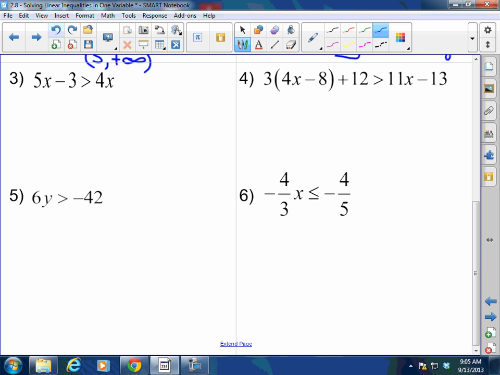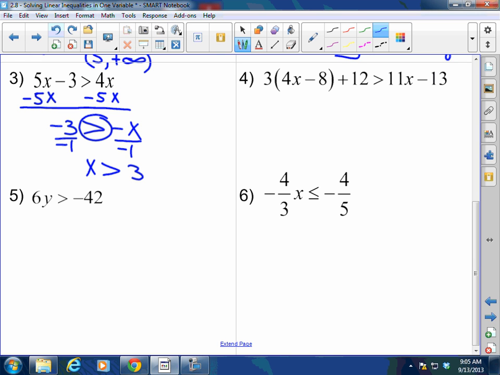Here, I have to move all variables to one side. So I'm going to subtract 5x from both sides. I got negative 3, and then I got a negative x. I always want to solve for positive x, so I divide by a negative 1. So x is greater than 3. I've got to flip that sign. So the graph for this, here's my 0, here's my 3, parentheses shaded to the right because it's greater than. Interval notation: parentheses, 3, my small value, to infinity, parentheses, because that is my large value.